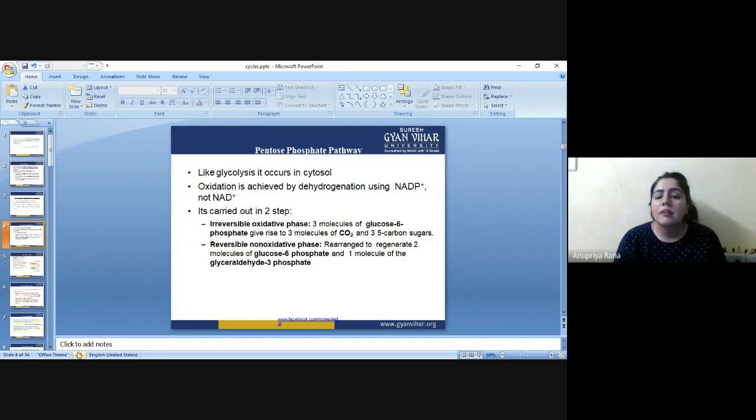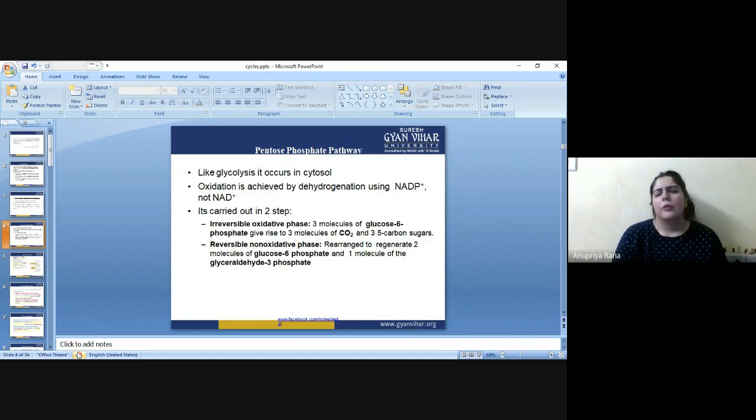The second phase here is the reversible non-oxidative phase. That is quite opposite to the first one. Firstly, it is non-oxidative; it does not require an oxygen molecule. And secondly, it can be reversible. So whatever product is formed after every step can reverse back to its original form. In this phase, it rearranges to regenerate two molecules of glucose 6-phosphate and one molecule of glyceraldehyde 3-phosphate.